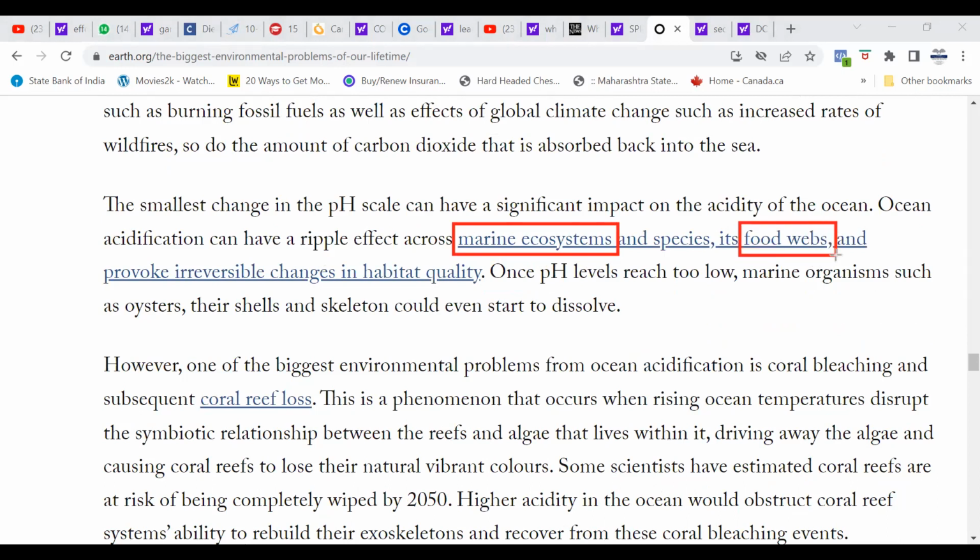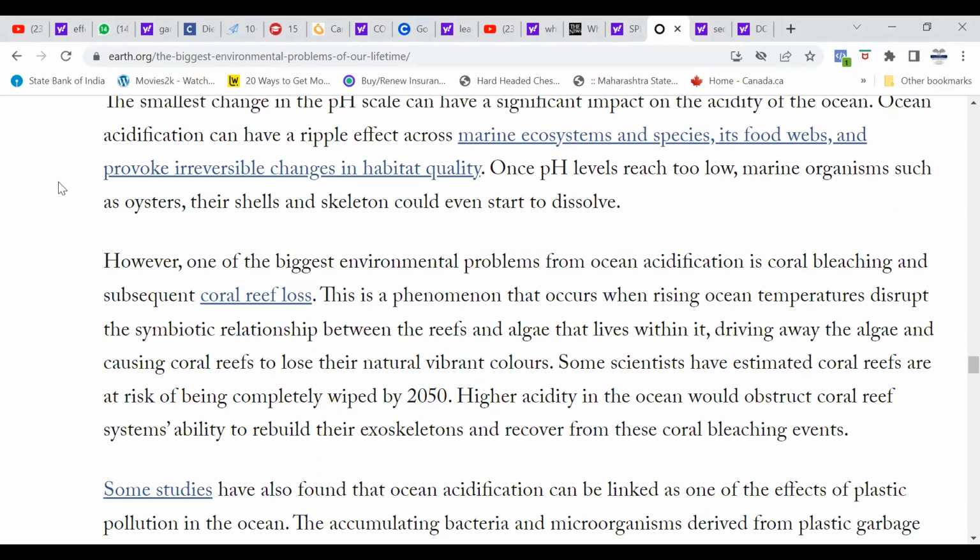Food web. In 4th, 5th standard we learned the frog is eating the grass, then the snake is eating the frog, and somebody is eating the snake. This is how it turns to the lion, and that is a food web. Irreversible changes. I just talked about this. You'll see the same words everywhere. Okay, how organisms start to get impacted and how they will die.